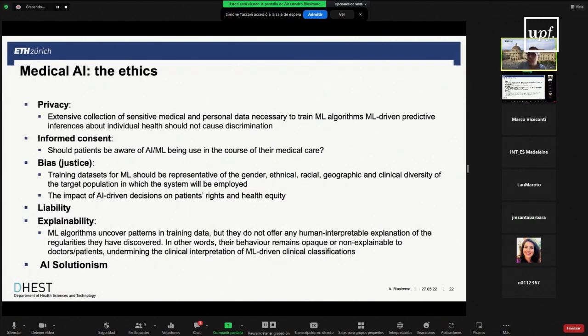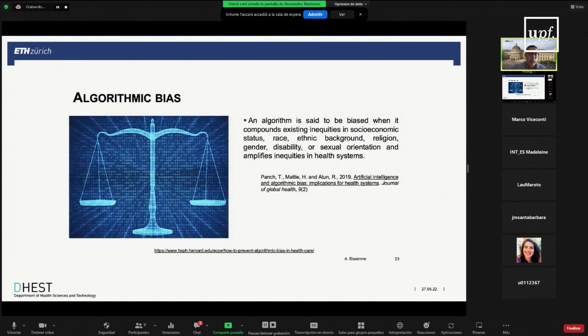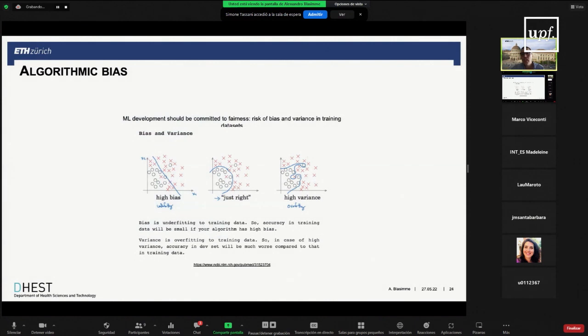As I said, there is a huge array of ethical debates going on around the use of AI for medicine, from privacy to informed consent, to biased algorithms, to issues of liability, explainability, and so on. I would focus on a subset of these issues in the interest of time. Algorithmic bias is definitely among the most hotly discussed issues. We know that the adage garbage in, garbage out applies to the use of data also to train medical AI algorithms. So these algorithms, depending on the composition of training data sets, are prone to either bias, that is underfitting, or variance, that is the risk of overfitting, or the discovery of spurious correlations, of course.